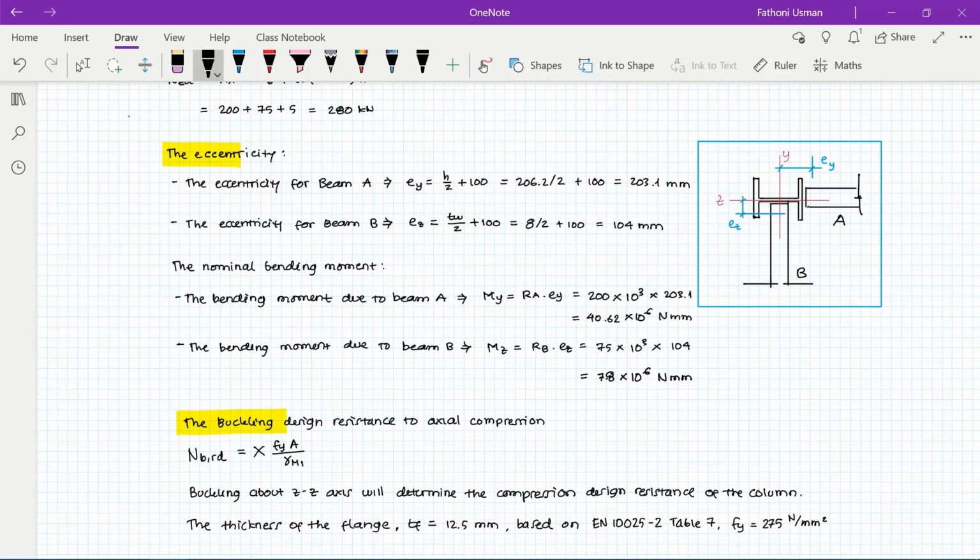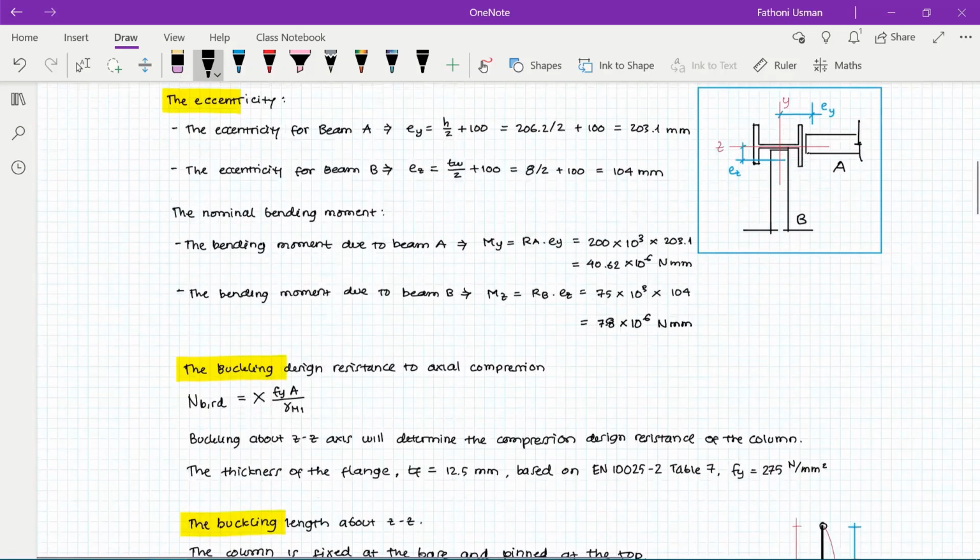So it is h over 2 plus 100. In this configuration, where the beam is attached to the flange, it is h over 2 plus 100. So we will have this 203.1 millimeter. For the beam that is attached to the column on its web, the eccentricity is about the z-axis, Ez, eccentricity about z. So we have here tw over 2 plus 100.